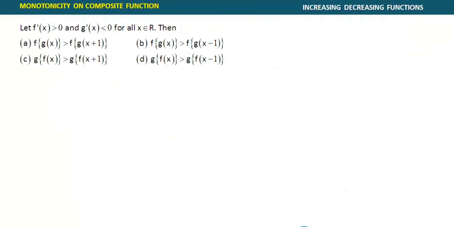Okay, so the next problem says that f dash x is greater than 0 and g dash x is less than 0. Right, these two things are given to you.